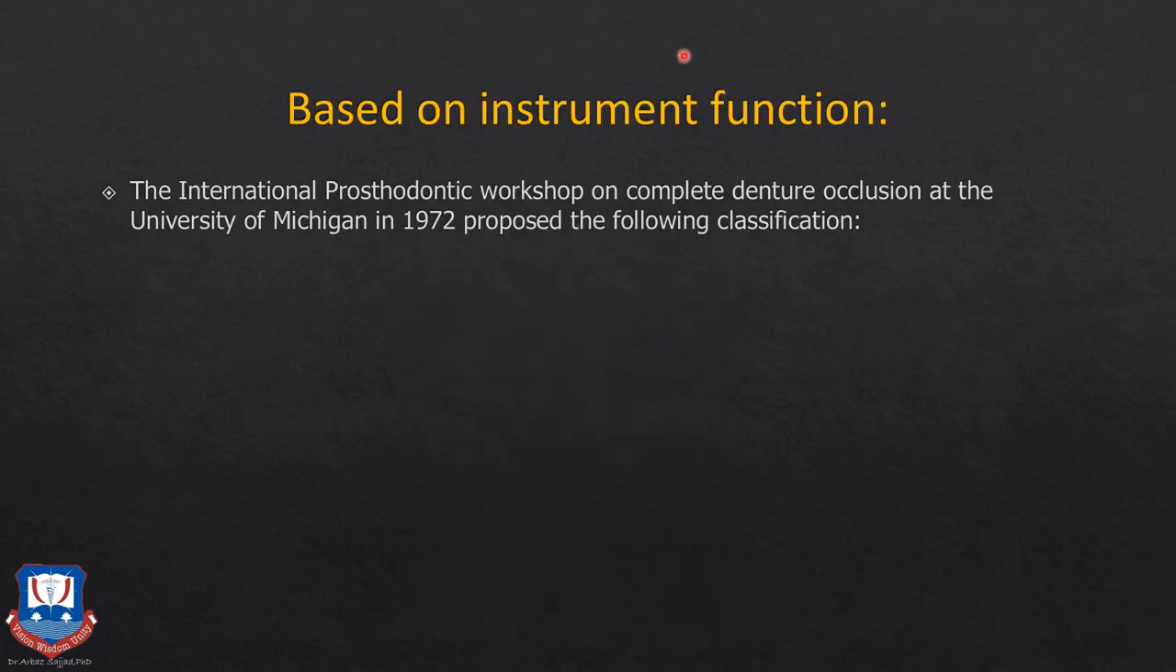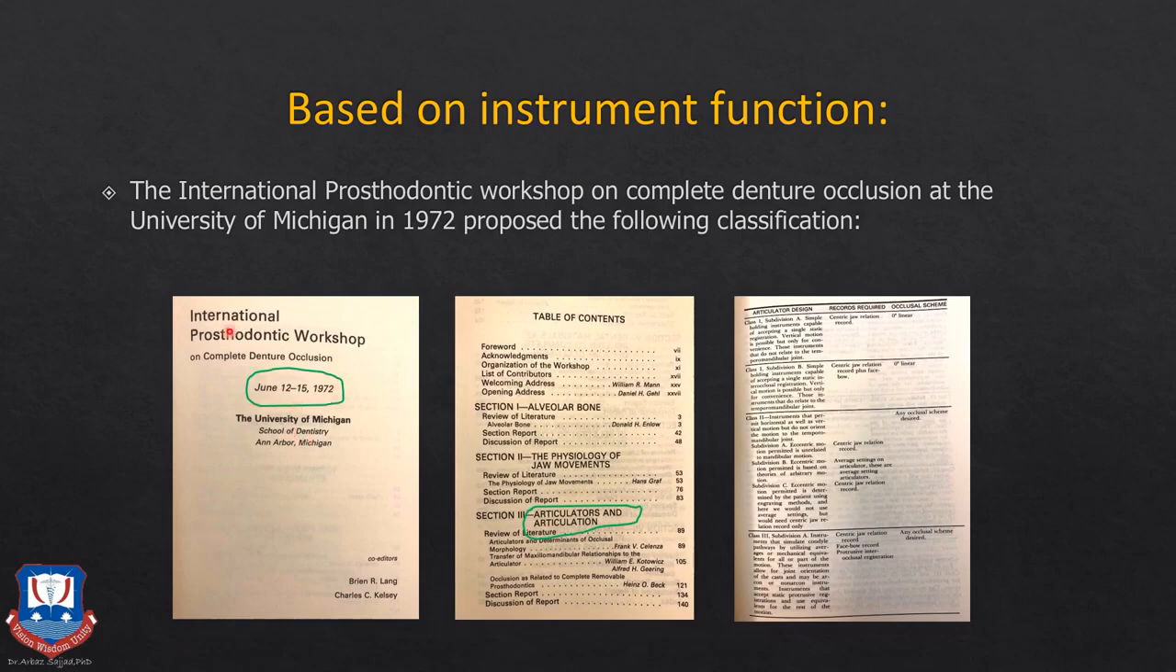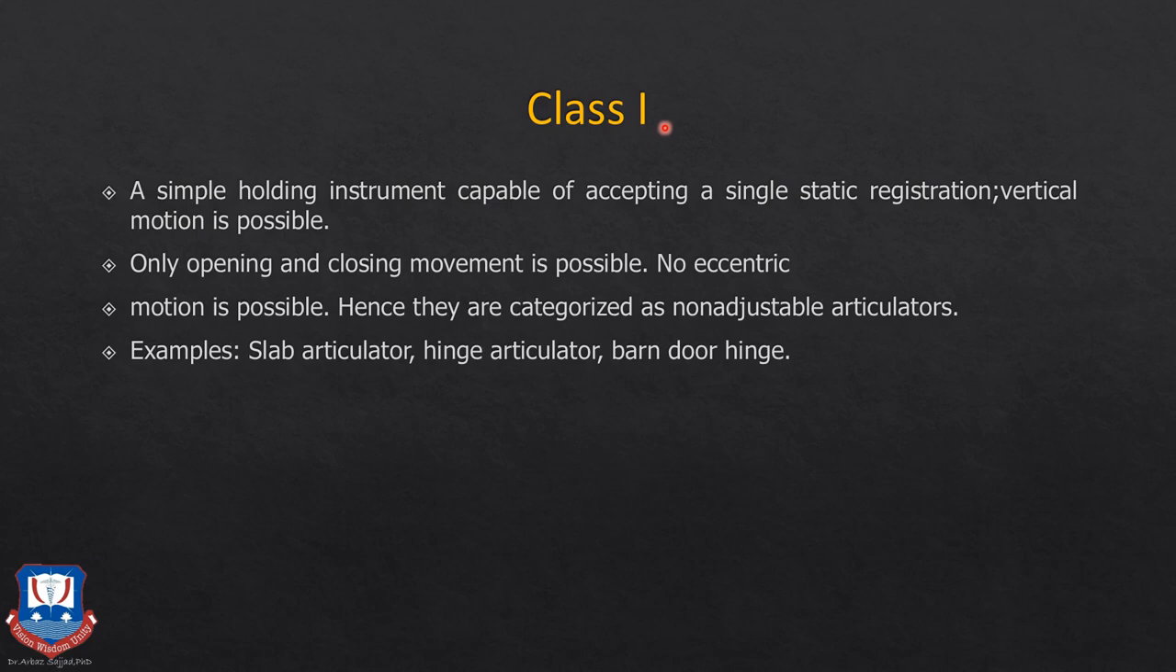Next is based on the function of the articulator. The International Prosthetic Workshop at the University of Michigan in 1972 proposed a different and very elaborate classification for articulators, which is universally accepted and followed throughout the world. These are the minutes or appendix from the meeting in which a comprehensive classification of articulators was given for the first time. Here we can see excerpts from the pages of the 1972 conference, with different classifications such as class 1, class 2, and so on. Basically, there are four classes, from class 1 to class 4.